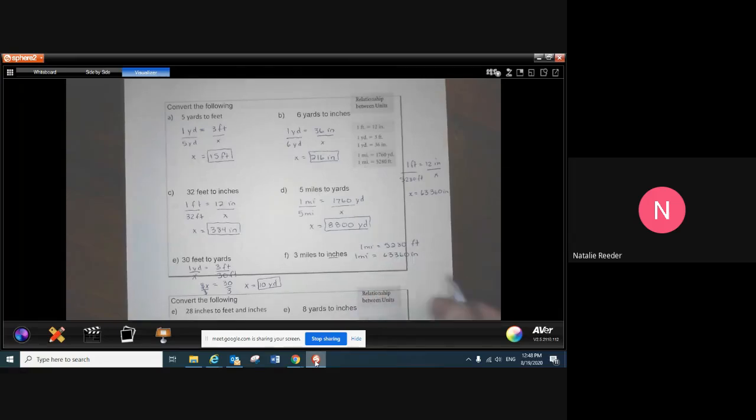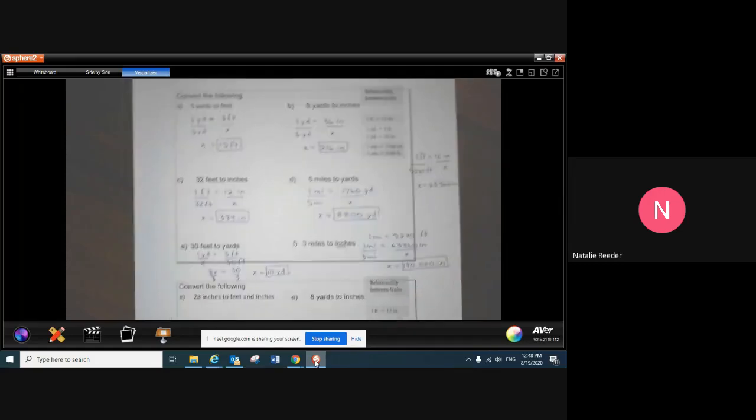Now to set up my proportion, I want 3 miles, and I want to know how many inches. Now if we cross multiply, X times 1 is just X, and 3 times 63,360 gives me 190,080 inches. So there's your answer.